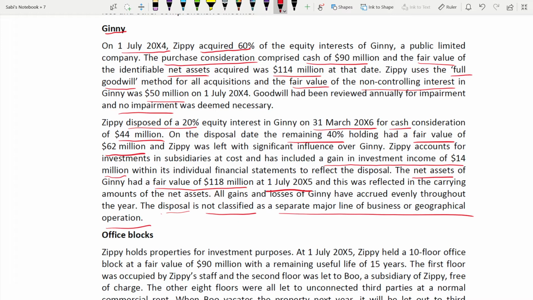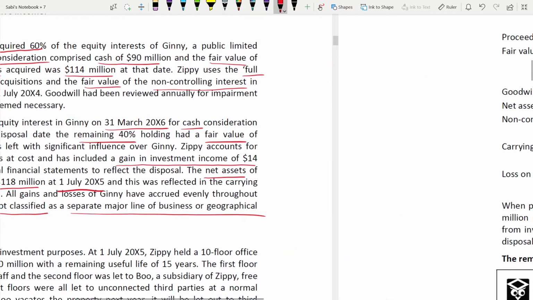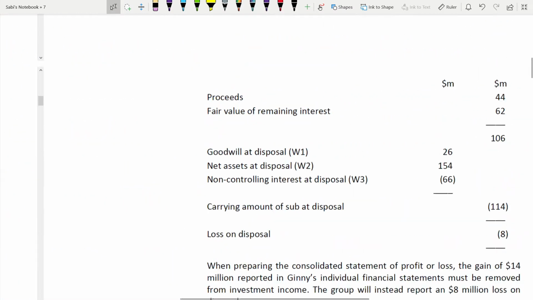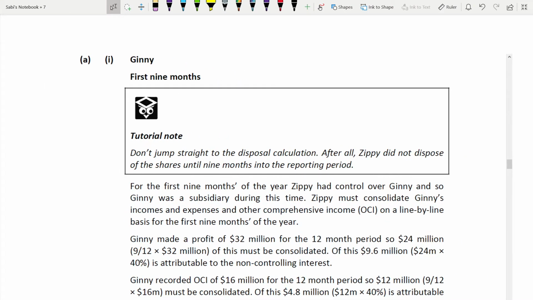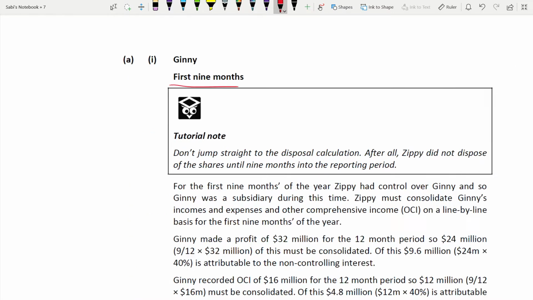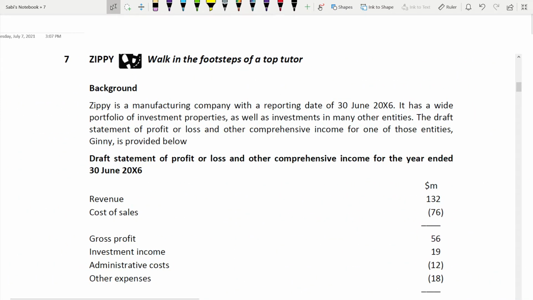So now the office block we are reading later. With this we can answer. Now let us go to the answer. So the answer starts with the first 9 months. Very important. The date is very important in acquisition. So we'll go through the dates first. Understand the dates.